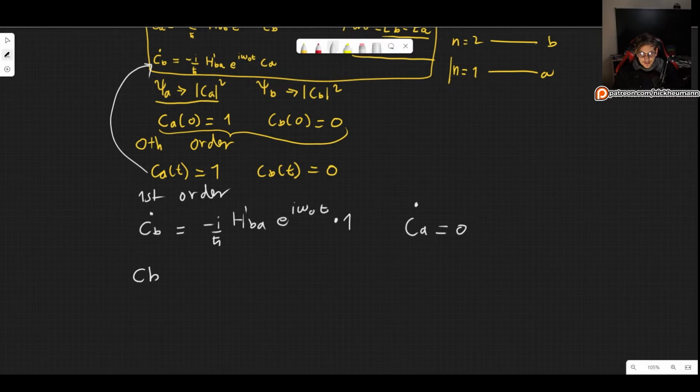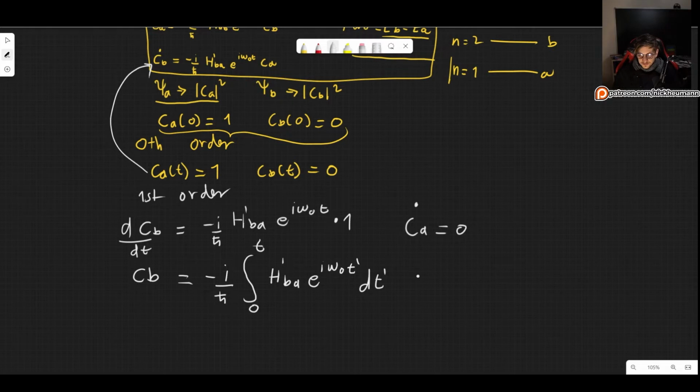So Cb, since this is basically dCb dt, that's what the dot means. Thus we integrate with respect to time, and we get minus i over h bar, that doesn't depend on time. Then we go 0 to t, H prime Ba, e to the i omega 0. And now be careful because we are integrating all the way to t, so that we end up with this expression. So we have to use t prime here. Just make sure that you don't get it confused. Okay, so just some dummy variable. So this is the expression to first order for Cb.